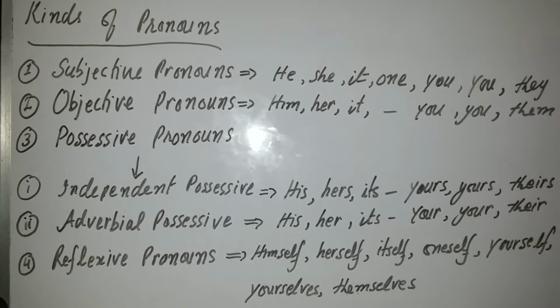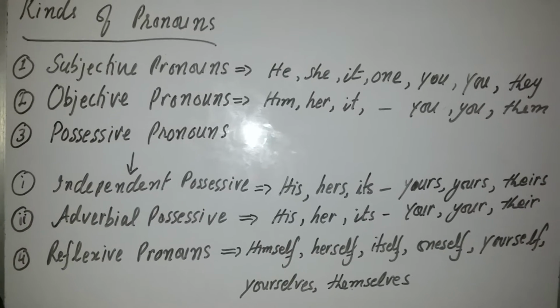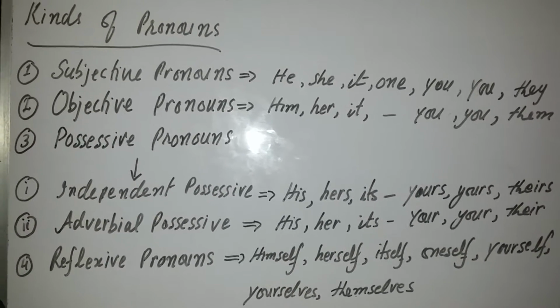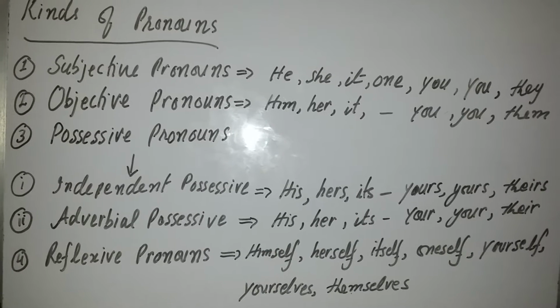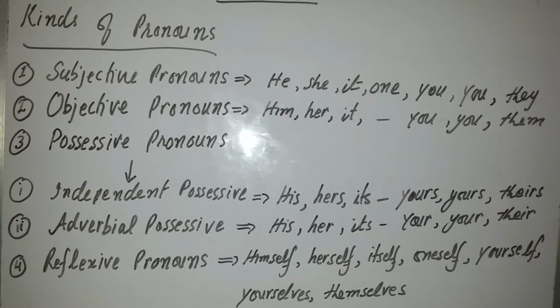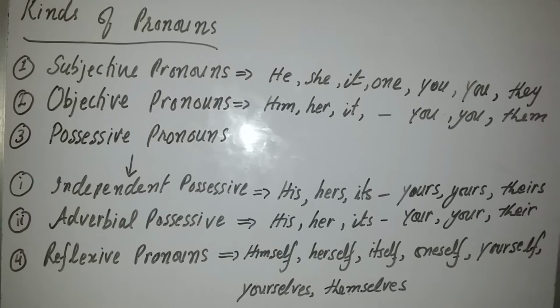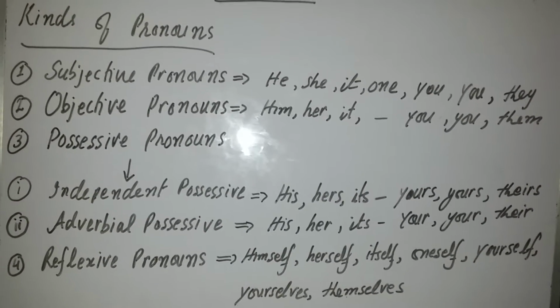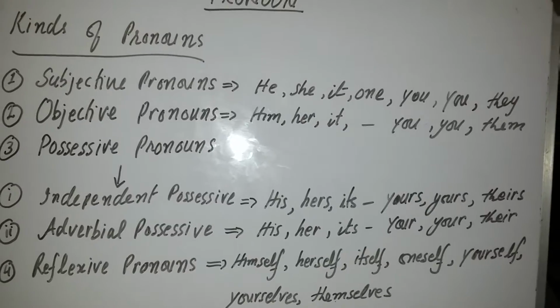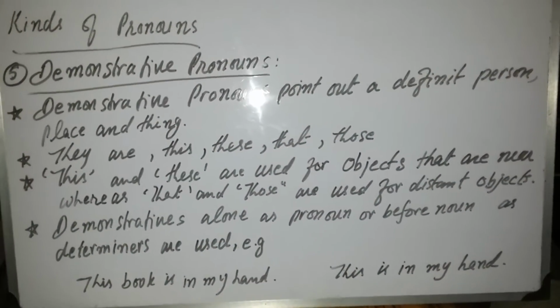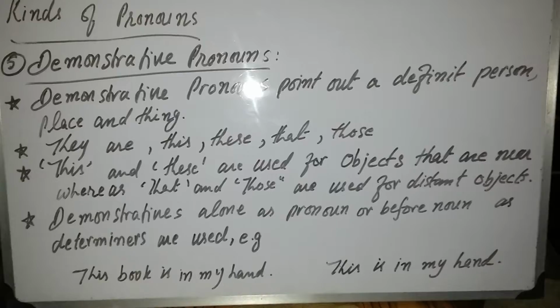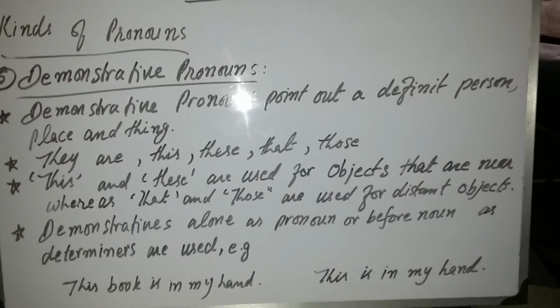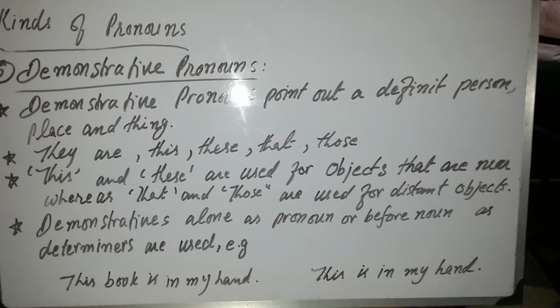6 kinds of pronouns, which are demonstrative pronouns, interrogative pronouns, relative pronouns, distributive pronouns, reciprocal pronouns, indefinite, quantity and number pronouns. Now the 5th kind of pronoun, that is the demonstrative pronoun.